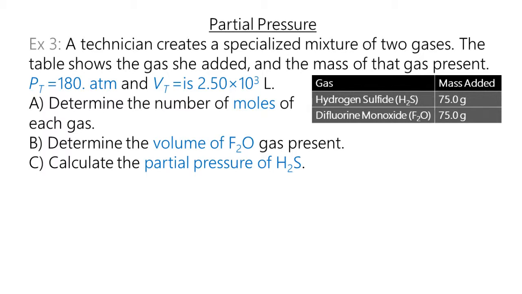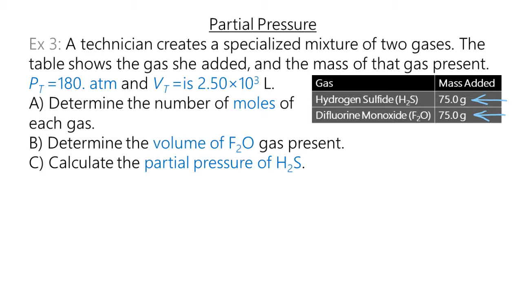This is another example of a partial pressure problem, and it is more difficult because it has a mention of mass. Some people will look at this and see that there are 75 grams of hydrogen sulfide and 75 grams of difluorine monoxide. Therefore, since there is half of each, the partial pressure of both must be 50% of the total pressure.